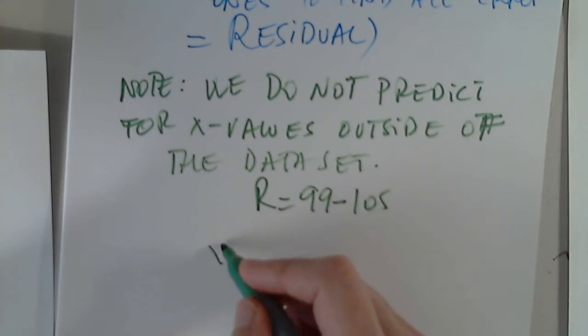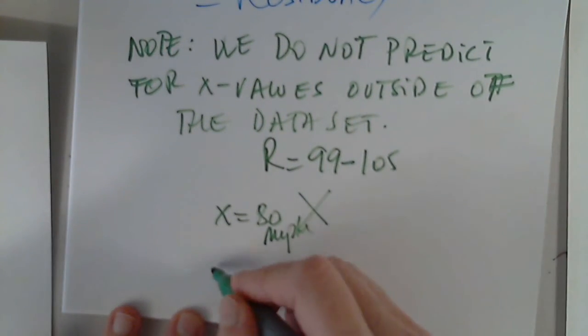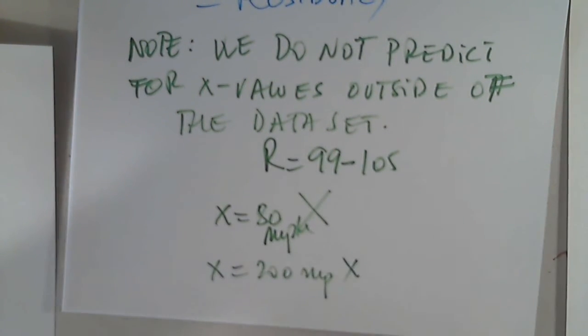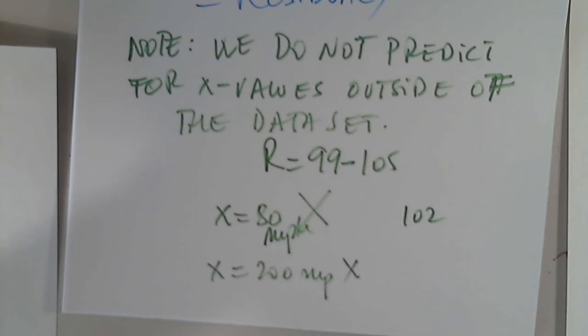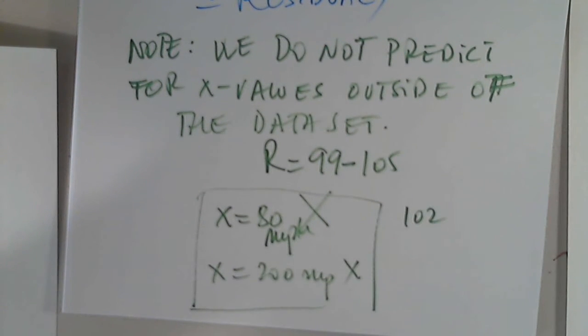But if you say predict for x equals 80 miles per hour, I will say no. If you say predict for x equals 200 miles per hour, or 110, or 115, I'll say no. If you want me to predict for 102, I can tell you what the result is for the data set. If you want anything else in between 99 and 105, I can use the data set. But outside of the range, I'll say no. I cannot use this because I don't know what happens outside of the range. We only discussed this range.